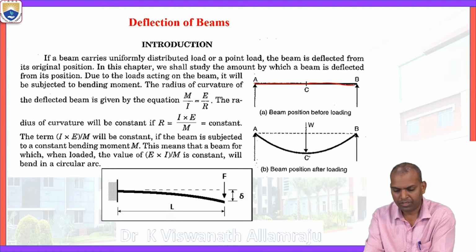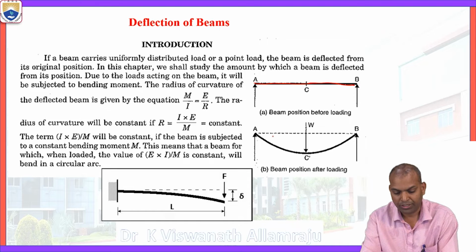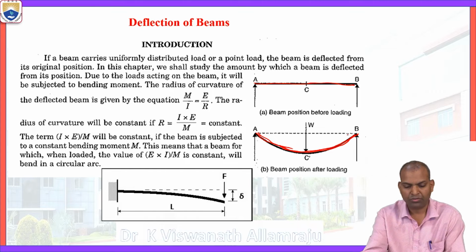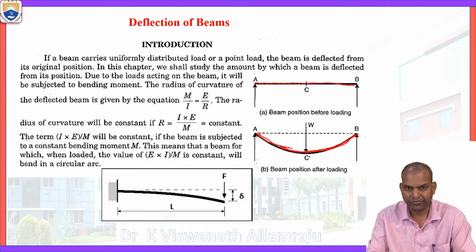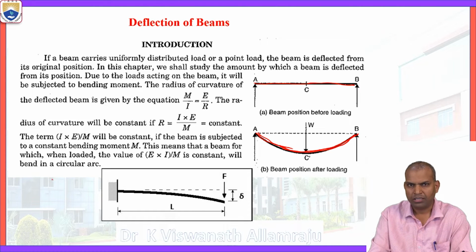And after loading, at the point where load W is applied, the beam will bend. This is called deflected. The beam will be deflected. So this is known as the deflection of a beam after loading. It will bend. So if a beam carries a uniformly distributed load or uniformly varying load or a point load, the beam deflects. The beam is deflected from its original position.